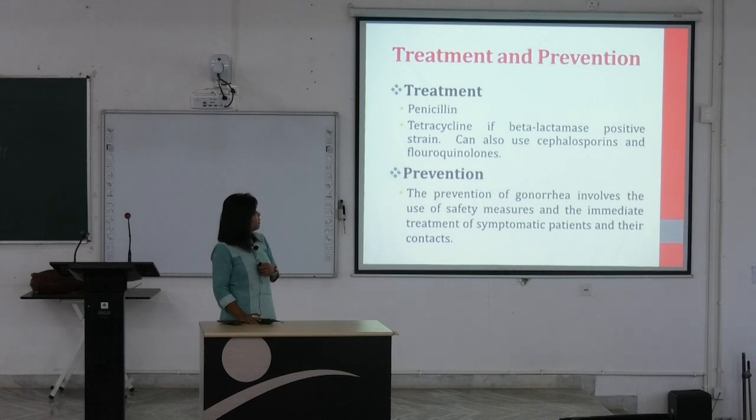Treatment: tetracycline. If it is a beta lactamase positive strain, tetracycline is not used. Now broad spectrum cephalosporin is used for everything. For any bacteria that comes to you, if you can write one broad spectrum antibiotic and next write cephalosporin, third generation, second generation cephalosporin, it's enough.